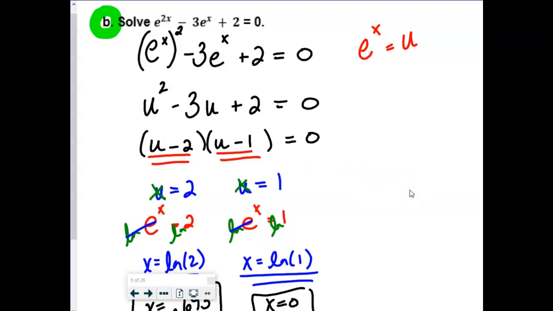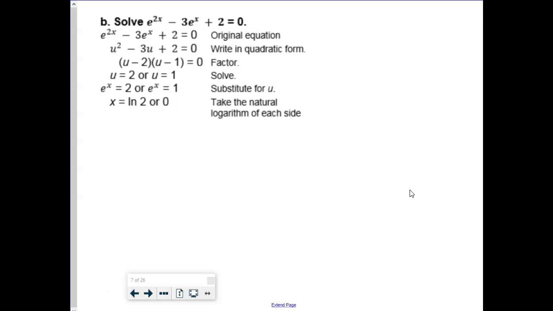We do, but only if it's a logarithm equation. So this was an exponential equation, so you're safe. There's no extraneous solutions for this.